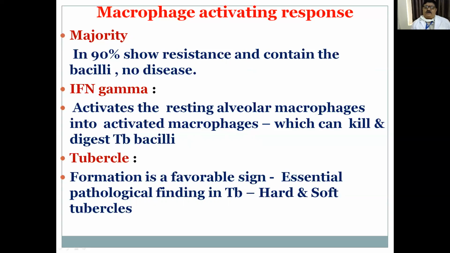Interferon gamma activates the resting alveolar macrophages to activated macrophages, which can kill and digest the tubercle bacilli. The tubercle formation is a favorable sign. That means the body is fighting against the presence of tubercle bacillus, and it's an essential pathological finding. So the formation of hard and then soft tubercle is an indication that our immune system is working against tubercle bacilli.